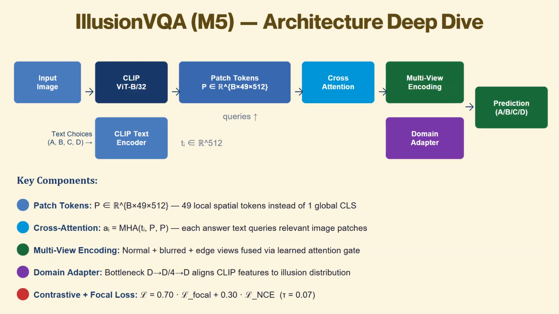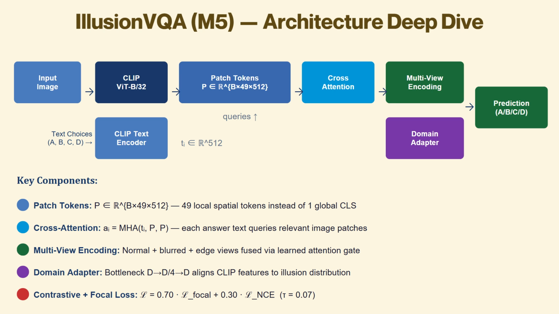Next is a deep dive into the architecture of IllusionVQA. The vision backbone is a CLIP ViT-B/32 for each 224 by 224 input. The ViT produces 49 patch tokens plus 1 CLS token, each 512 dimensional. We L2 normalize and extract all 49 patch embeddings into a matrix P of shape B by 49 by 512.